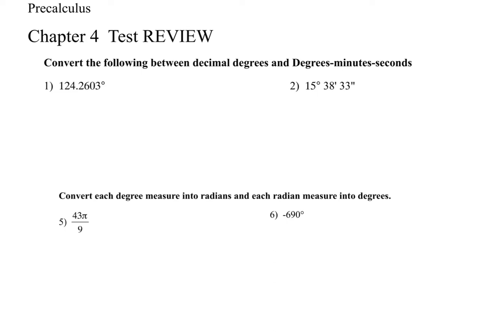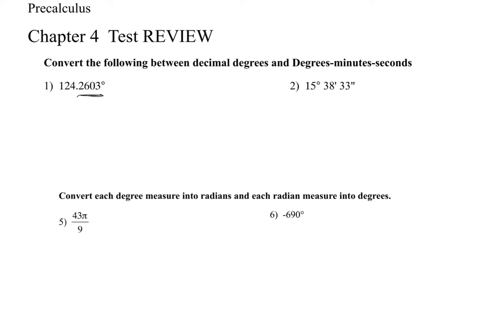So if we're going from decimals to minutes and seconds, you need to multiply this decimal piece by 60, and then you will get some number, a whole number and a decimal. That whole number is your minutes. You need to take your new decimal and multiply that by 60 again, and that will be your seconds, okay?